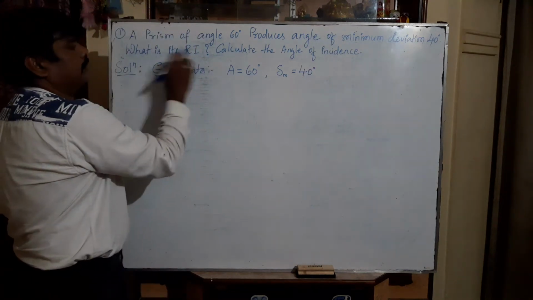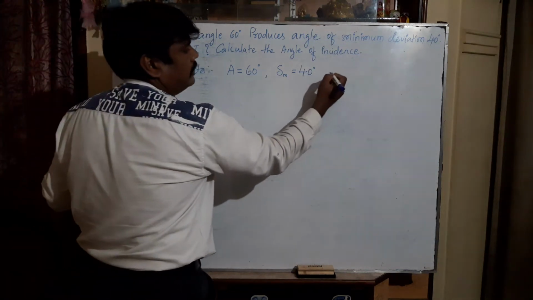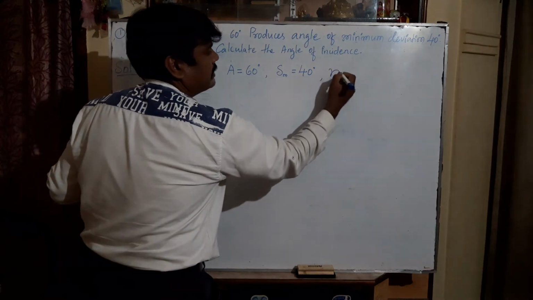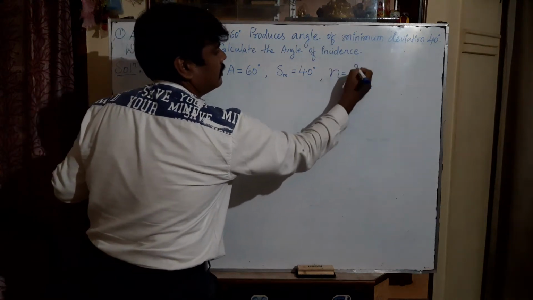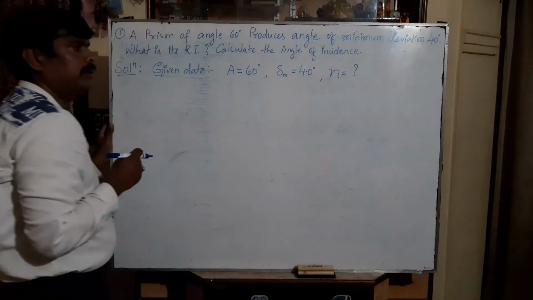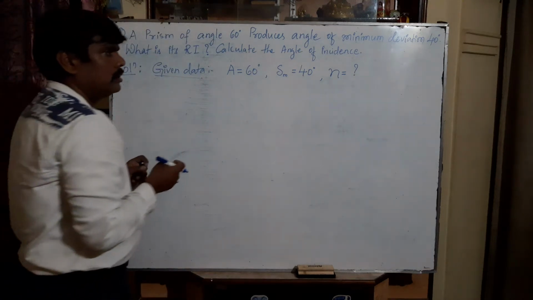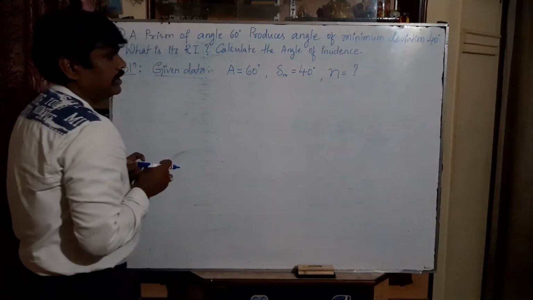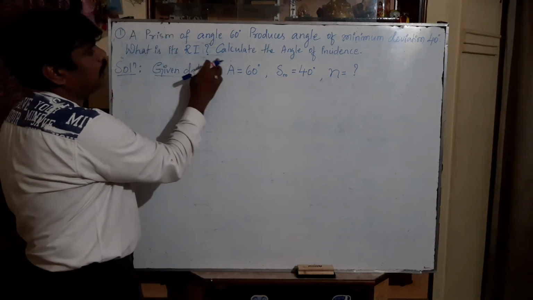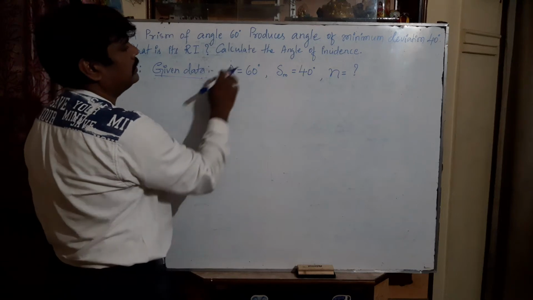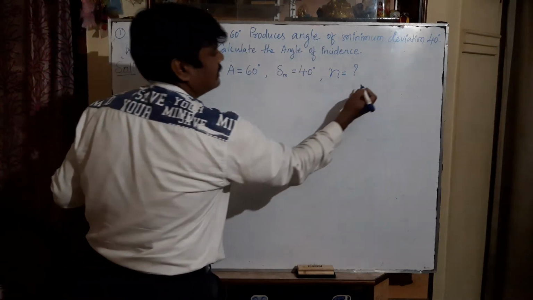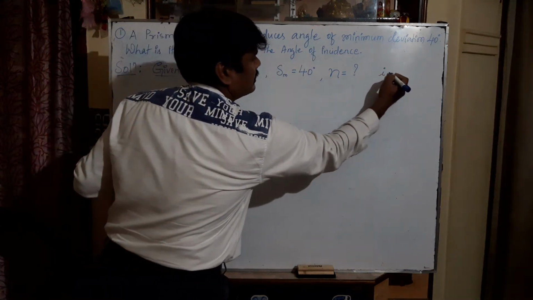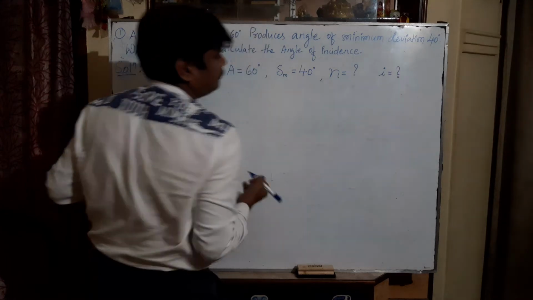And what is the refractive index? So, the refractive index we have to calculate. Refractive index is represented by the symbol n, or in some textbooks they may give mu also. Commonly we use n as the refractive index. And one more physical quantity we have to calculate here. Calculate the angle of incidence. The angle of incidence is represented by a small letter i.